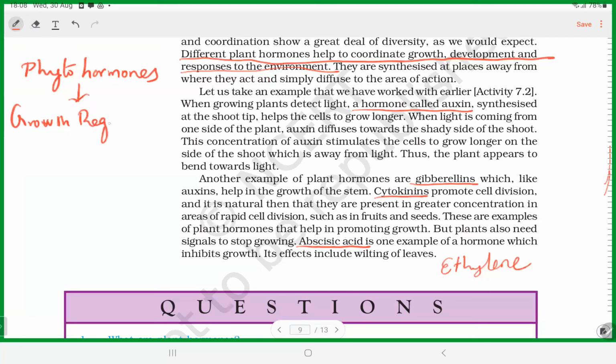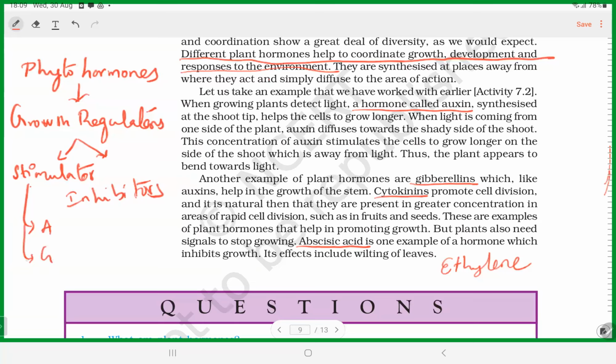Why are they called regulators? They control the growth of the plant. That's why growth regulators are classified into growth stimulators and growth inhibitors. What are growth stimulators? Auxins, gibberellins, cytokinins are called growth stimulators. Abscisic acid and ethylene are called growth inhibitors. Inhibitor means they just stop the growth. Now, the specific function of all these hormones. What will auxin do?